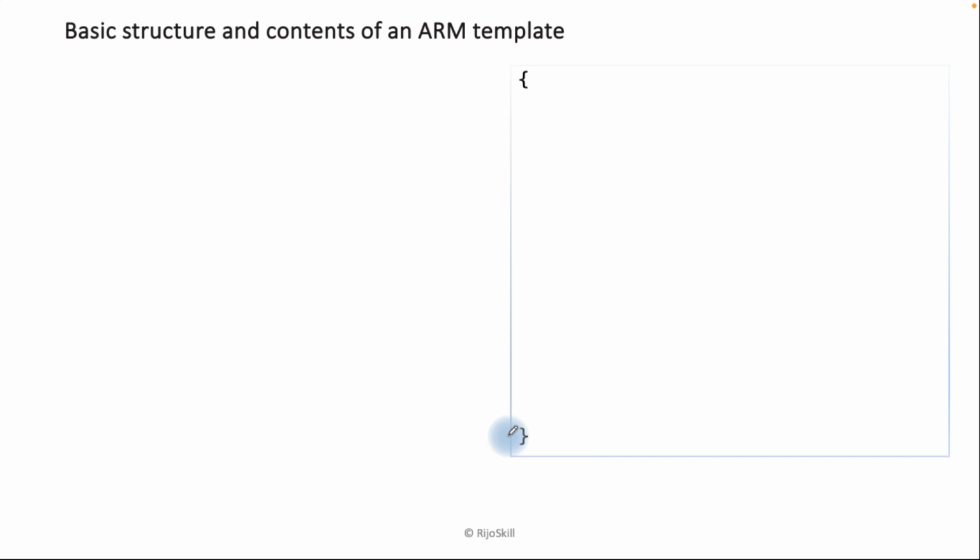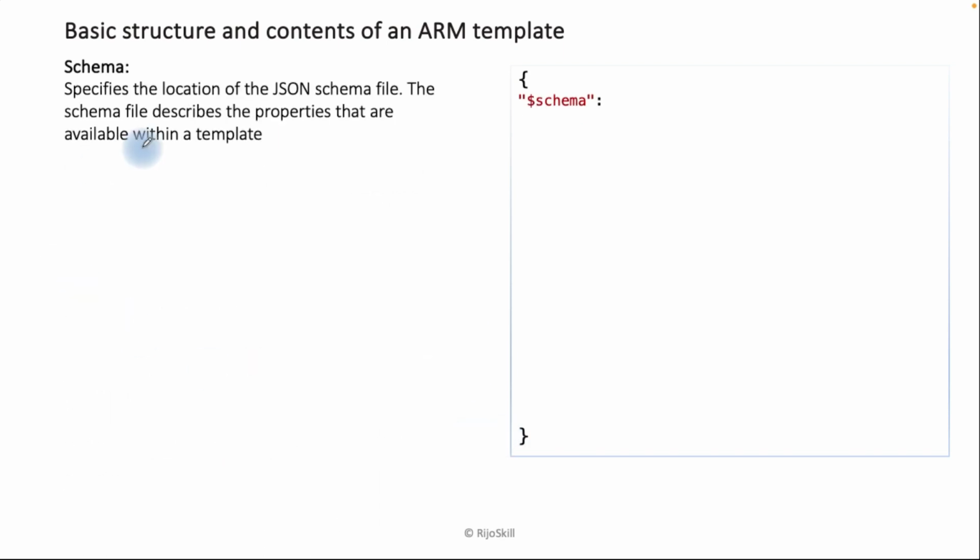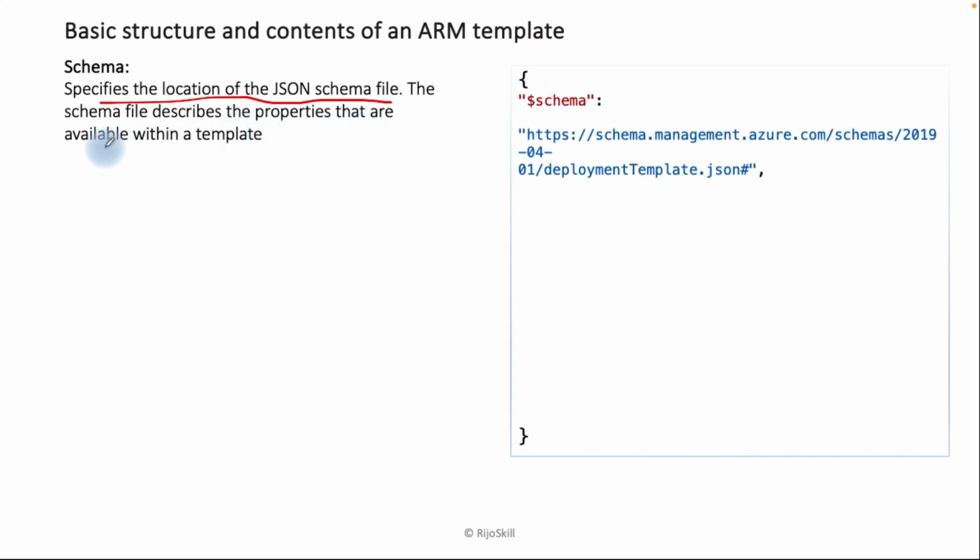So what is the basic structure? Schema. What does schema mean? It is the location of the JSON schema file. The schema describes the properties that are available within the template. You can see here the schema, the HTTP schema management. You need not worry about the date, because the date and year are not breakable; it will be updated automatically.